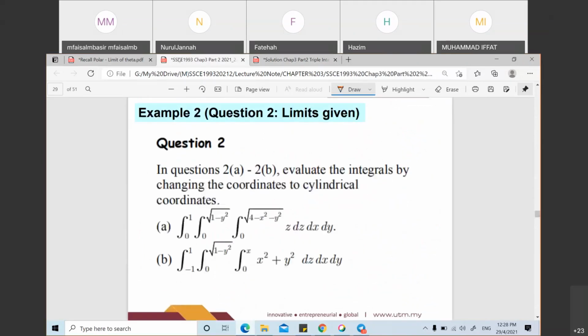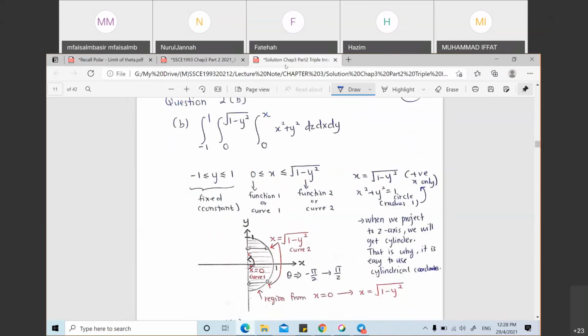For 2b, okay, we have to sketch this. z equals x, z equals 0, x equals this, x equals 0, y equals negative 1 to 1. So if I draw this, this is just a line, y equals x. And then what else do I have? This is a circle, right? But your y should be negative 1 to 1. So this is your y, negative 1 to 1.